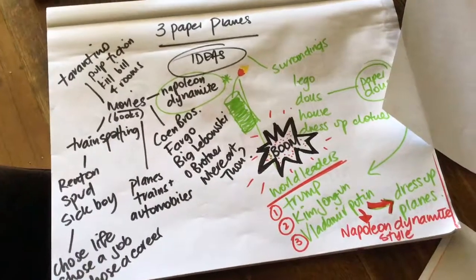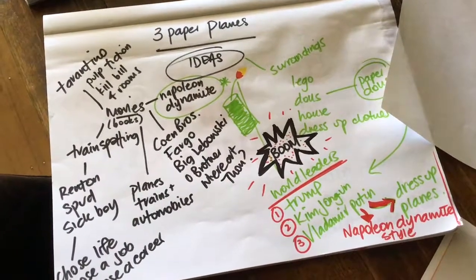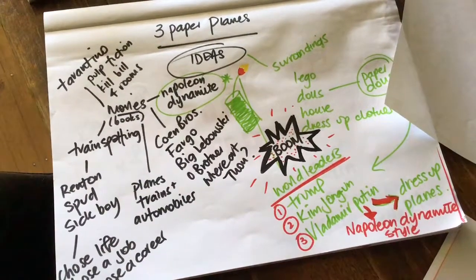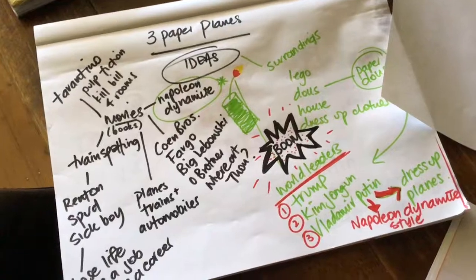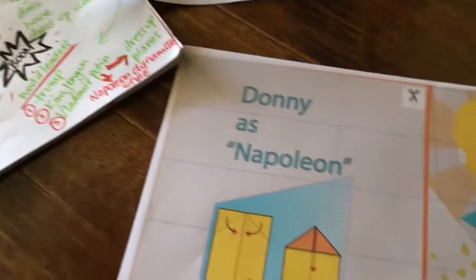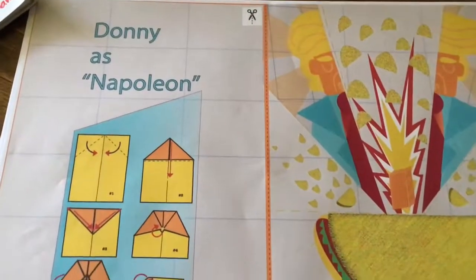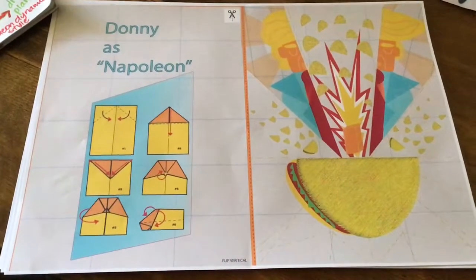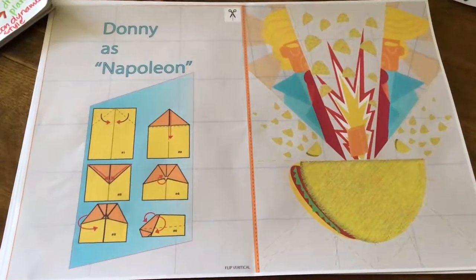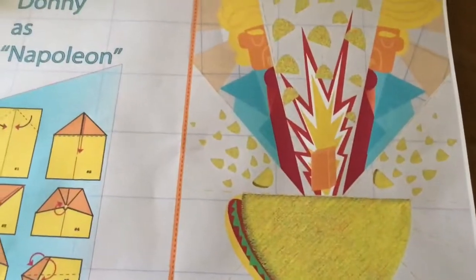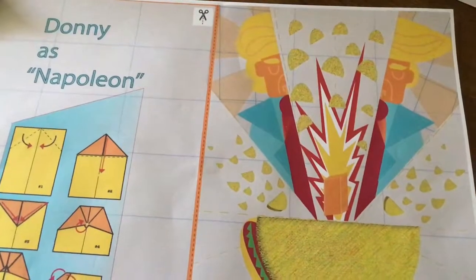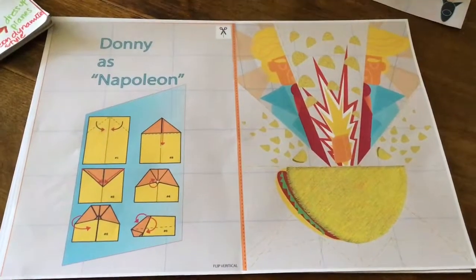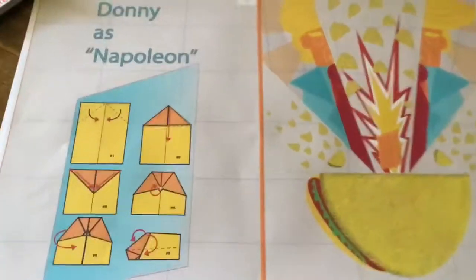Paper planes project, I looked at using World Leaders and the movie Napoleon Dynamite graphics to create each of the three separate planes. The first one I ended up using the figure of Donald Trump as Napoleon Dynamite. I took the satirical look of his wanting to build the wall in Mexico and using exploding bricks and tacos.